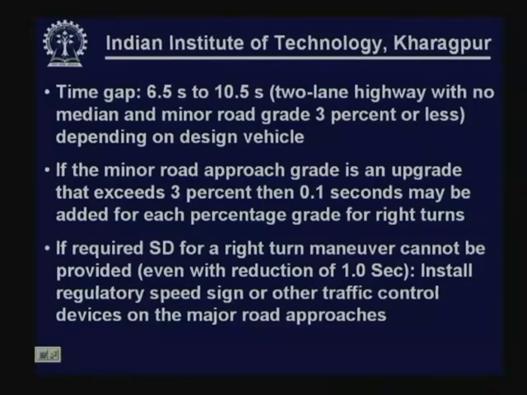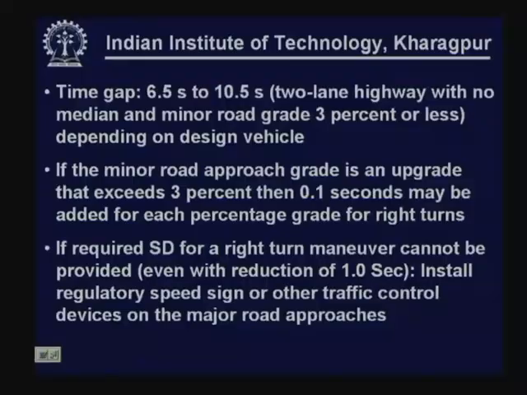So, for left turn it was 7.5 to 11.5 seconds, here it is 6.5 seconds to 10.5 seconds, but these values again depend on the type of vehicle, whether it is a car. For a car it should be 6.5, for commercial vehicles, heavy vehicles, it should be more, and this is the value which is applicable for a 2-lane highway with no median and minor road grade 3% or lesser.